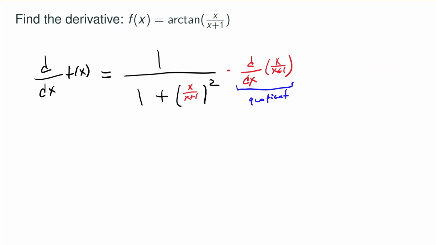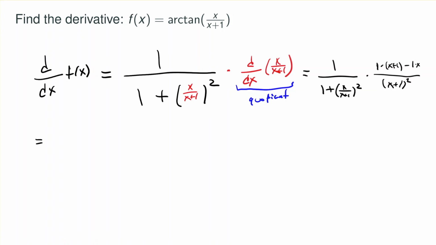So now for this one, we have to use quotient rule for the inside. So let's do that in the next line. So we have 1 over, let me actually do it here, 1 over 1 plus x over x plus 1 square. Multiply by, now let's write the derivative. Derivative of top, which is 1, times bottom function, minus derivative of bottom, which is also 1, times x, over x plus 1 square.